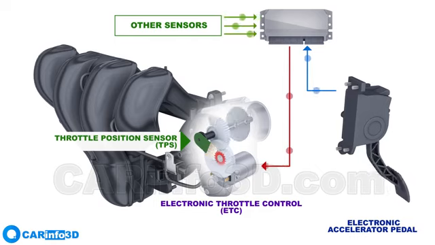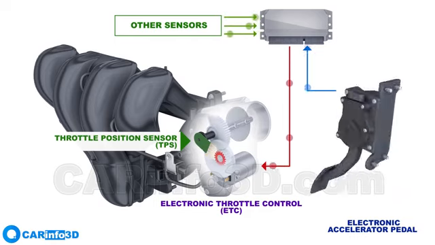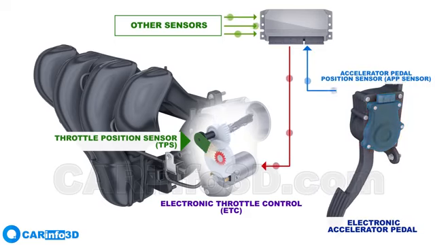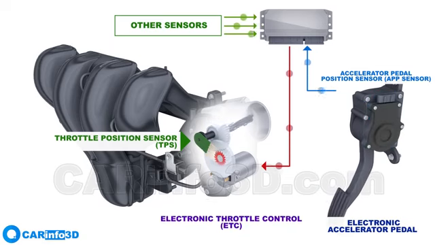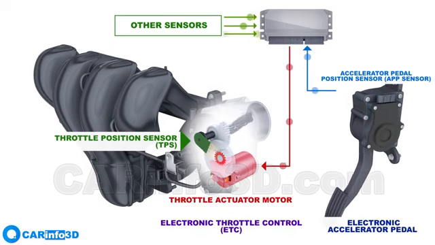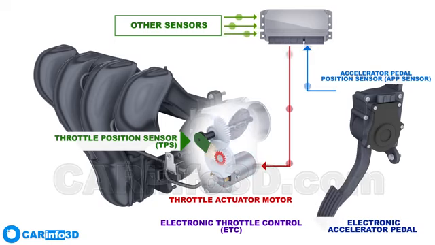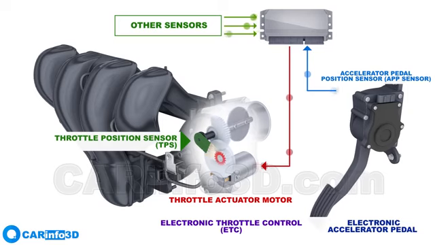Such designs require an additional sensor in the electronic pedal, specifically the accelerator pedal position sensor, while the throttle valve in this case is controlled by an electric drive. The electric drive uses the ECU's control signals to put the throttle valve in the right position, including at idle. The idle air control valve is no longer necessary in this design.